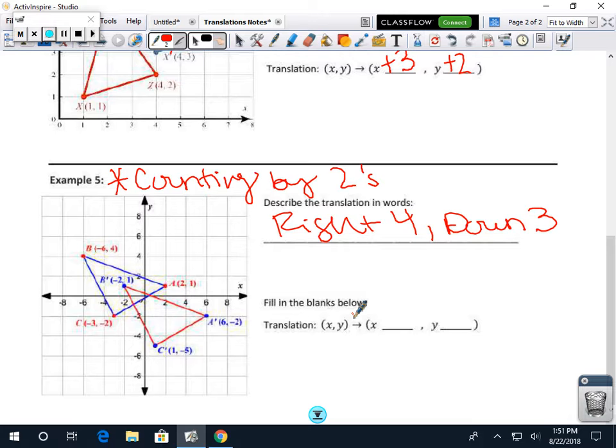Alright, so writing this as the formula, the translation would be (x, y) goes to (x plus 4, y minus 3). Okay, and that's how we do translations.